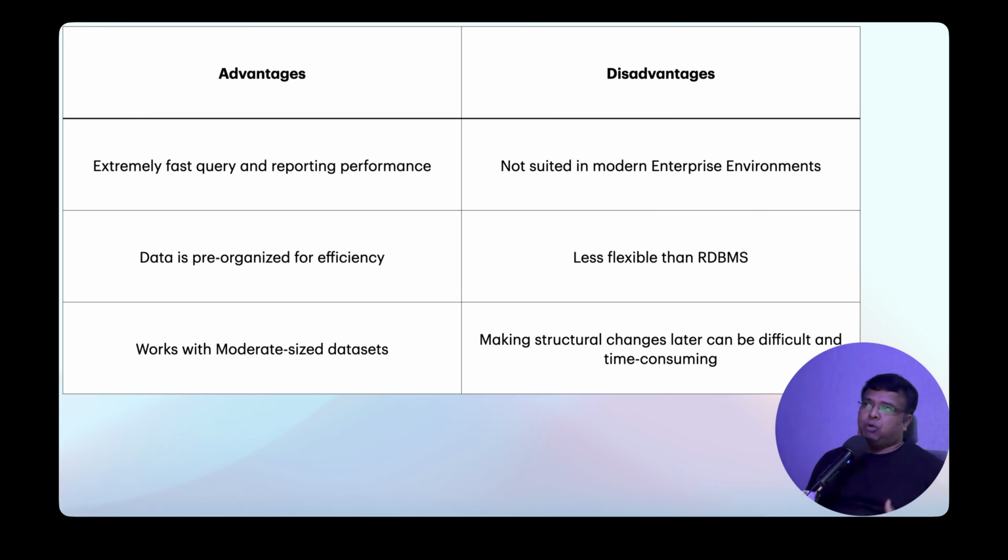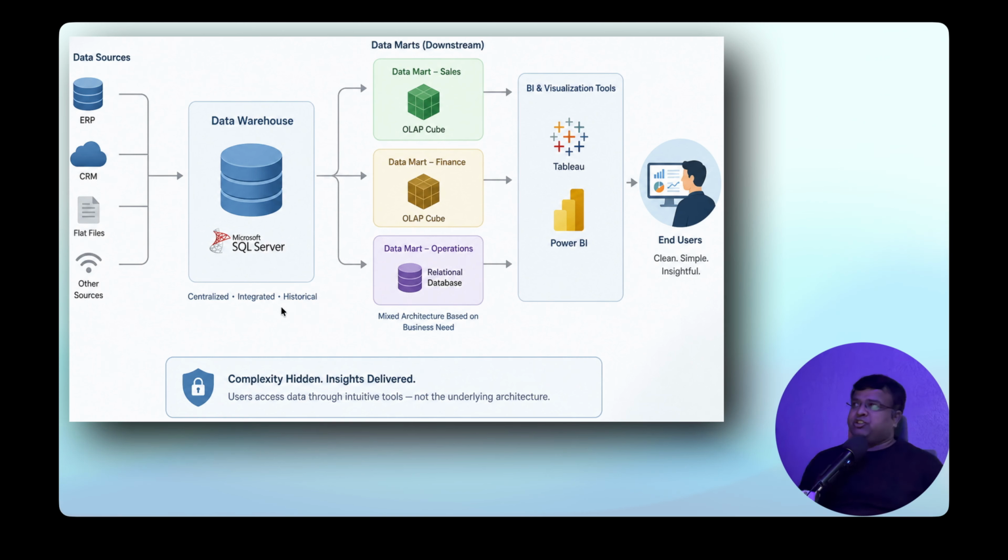Because of this, many organizations use a kind of hybrid approach, which is also outdated, where they combine relational databases and cubes together within the same data warehousing ecosystem. For example, imagine a central data warehouse running on a relational database platform like SQL Server. That data warehouse might then feed the data into several downstream data marts, some of which are built using cubes for faster analytical reporting. You might even see a mixed architecture where one data mart uses a relational database while others use multi-dimensional databases depending on the business need.